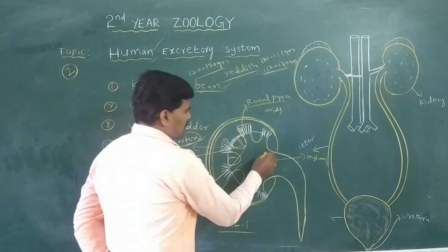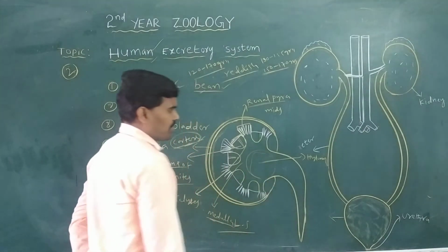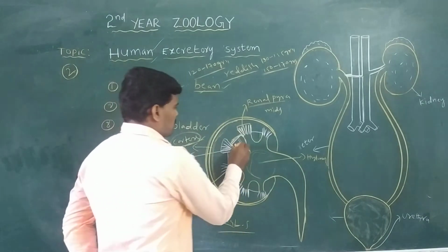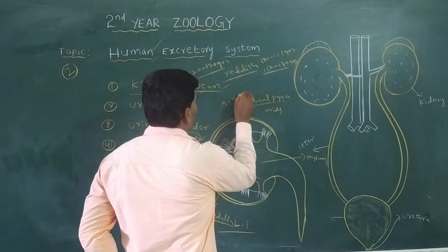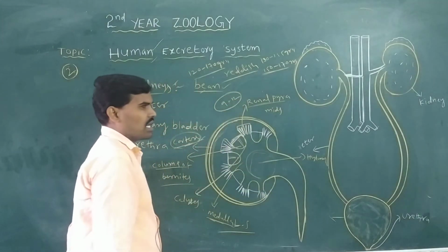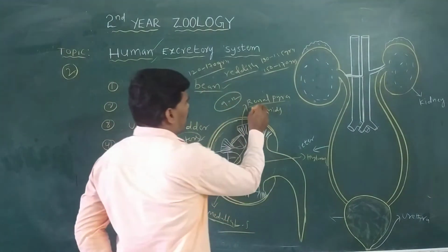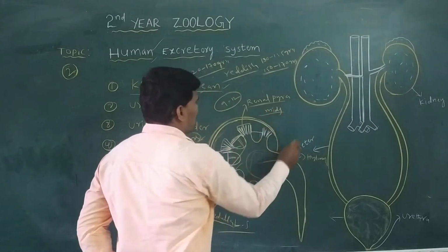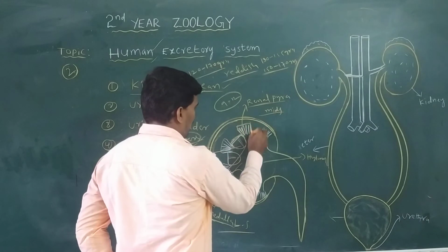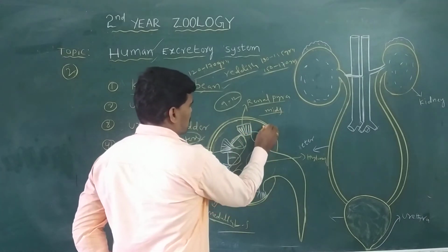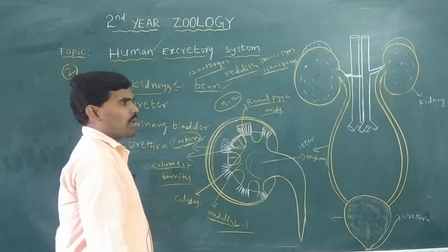The hilum is a notch present on the inner side. Each kidney has 9 to 12 renal pyramids. The renal papillae are the tips of the renal pyramids. Each renal pyramid looks like a flower.